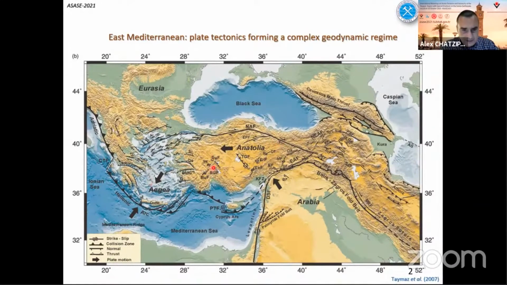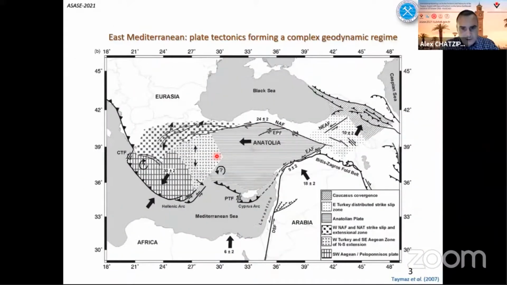This subduction of the African plate beneath the Eurasian plate, as well as the westward movement of Anatolia, causes the formation of a very complex geodynamic regime. This is a scheme by Taymaz et al. 2007, which is a generalized deformation pattern of the area.